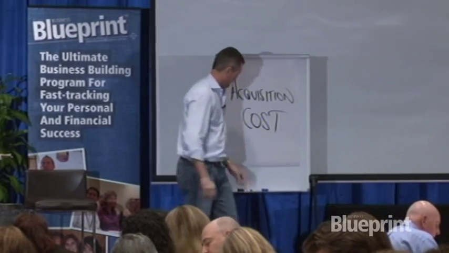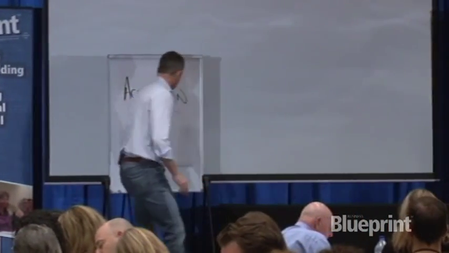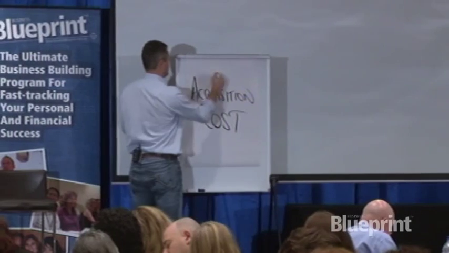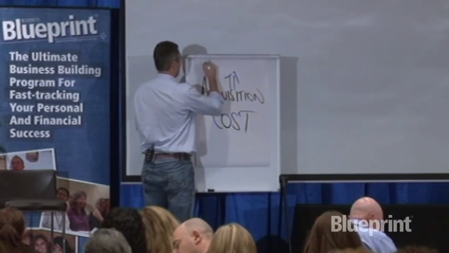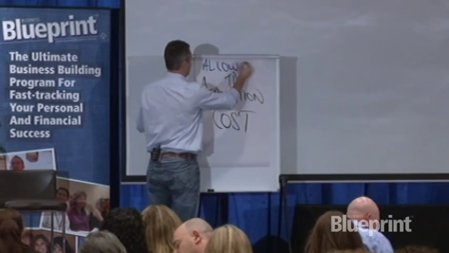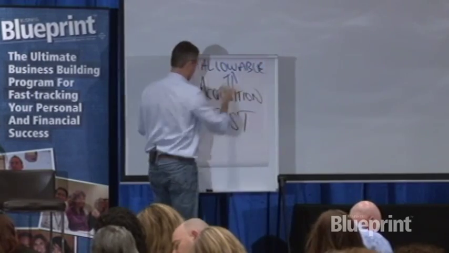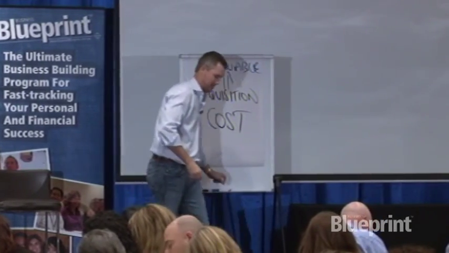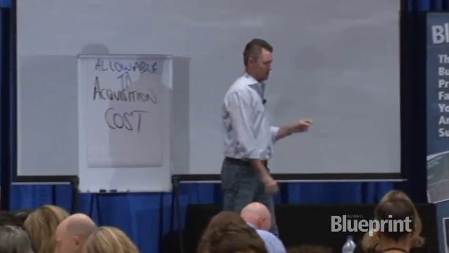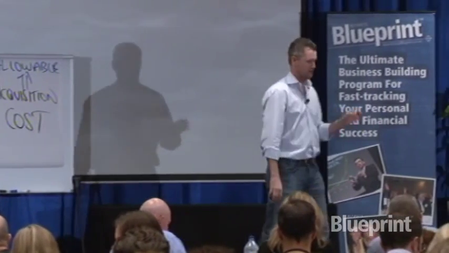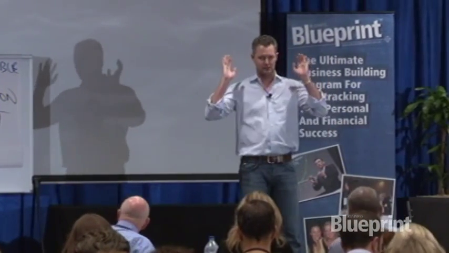Now, here's the thing. Two types of acquisition cost. The first one is called allowable. Allowable acquisition cost. Now, by definition, what that means is an allowable acquisition cost is less than the profit on the first sale. What's the definition?